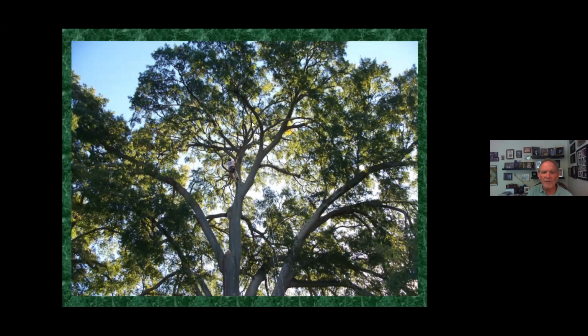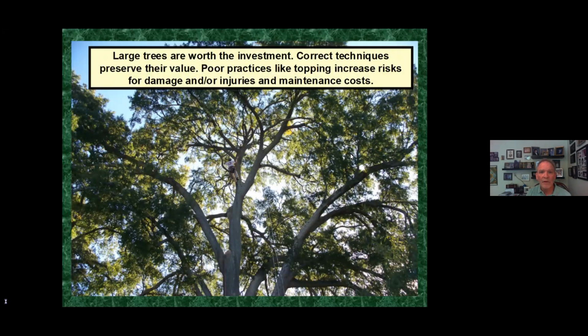That's a true professional. He's tied in correctly in a very large tree. You can see how it dwarfs him. But prune and prune correctly, and a tree like this of real value can be maintained and sustained and preserved. Large trees are worth the investment.